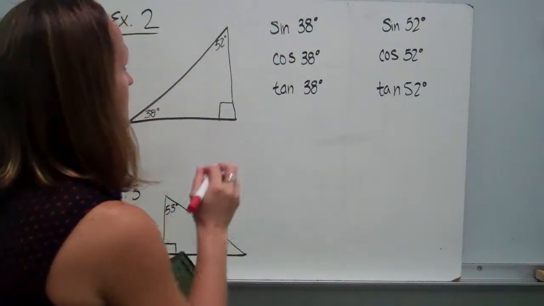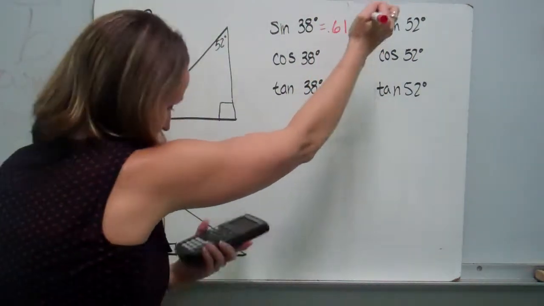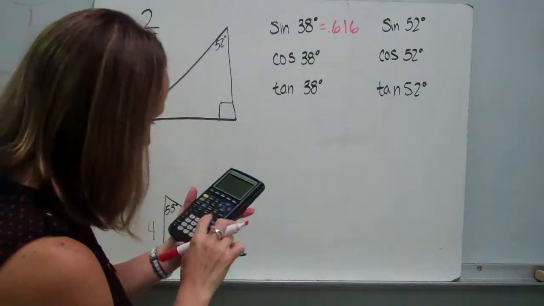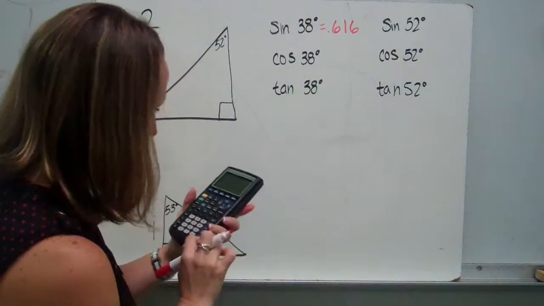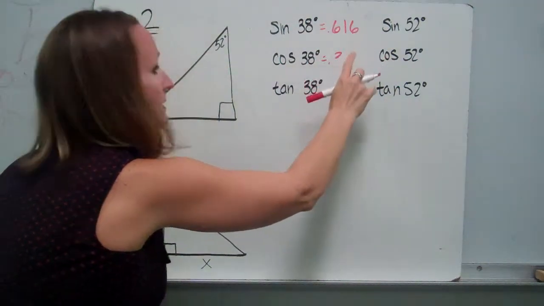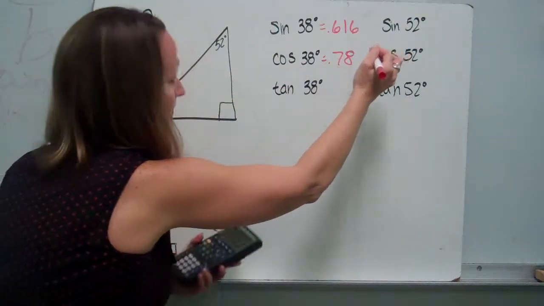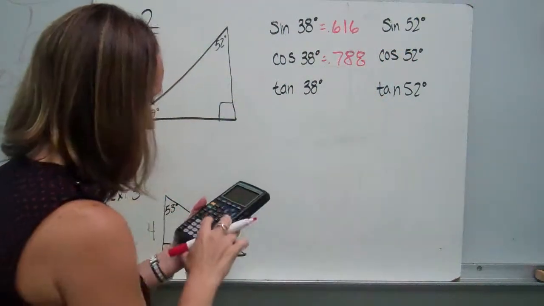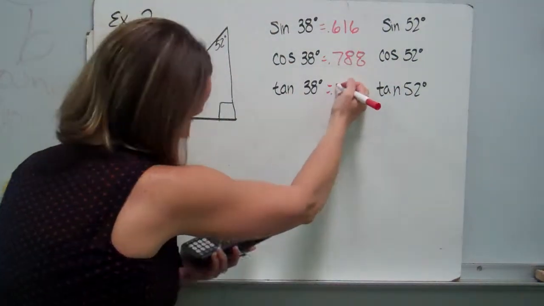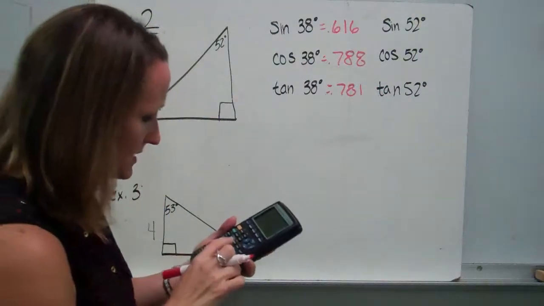And we find that the sine of 38 is 0.616. And the cosine of 38 is 0.788. And the tangent of 38 is also 0.781.